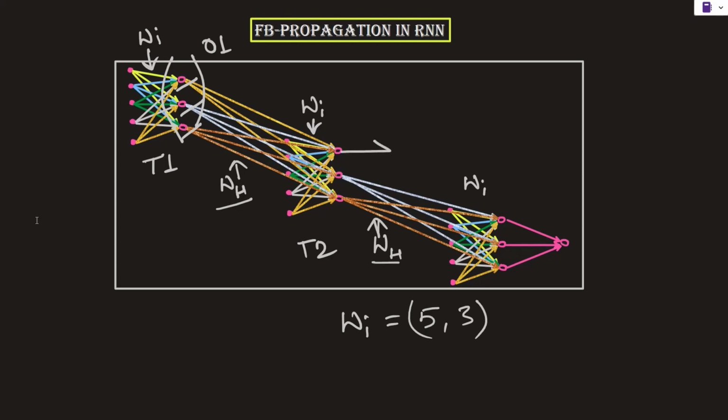I think I missed drawing the weights from this perceptron, so let me draw it quickly. This is the first one, this is the second one, and this one is the third one going to the third perceptron. The shape of WH is going to be 3 by 3 because all 3 perceptrons in the hidden layer have a dense connection to itself in the next timestamp.